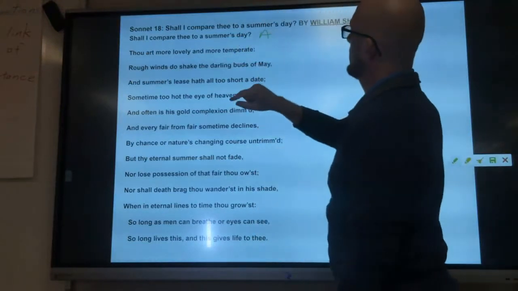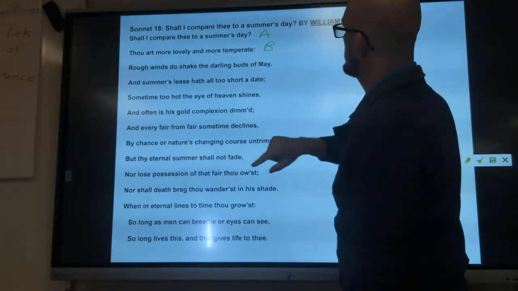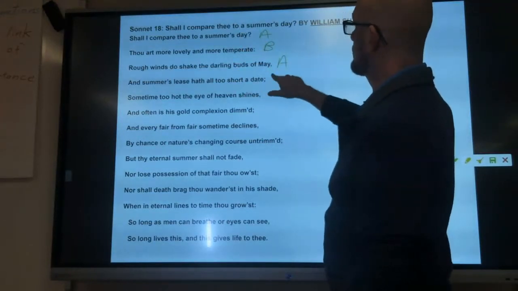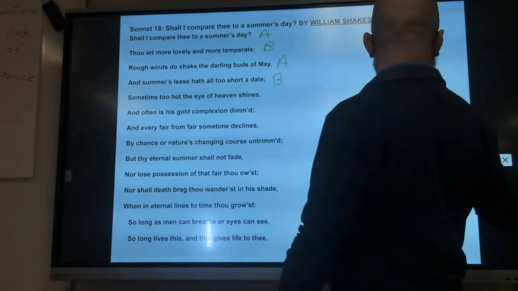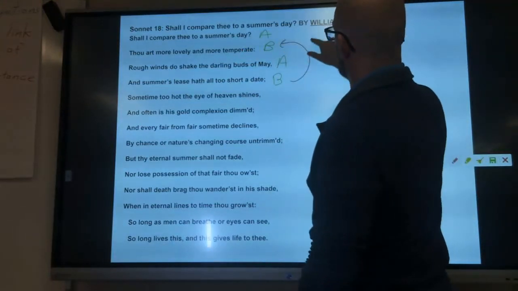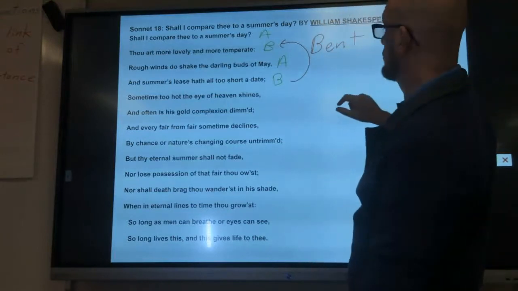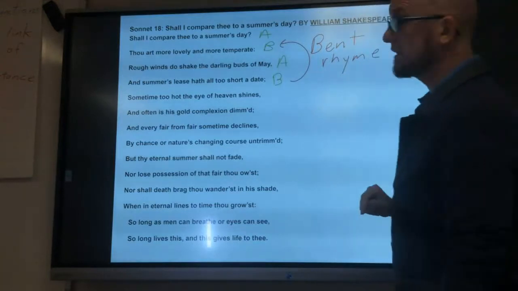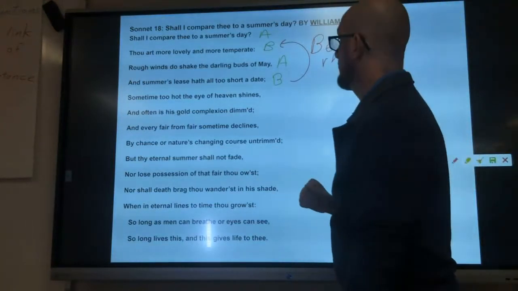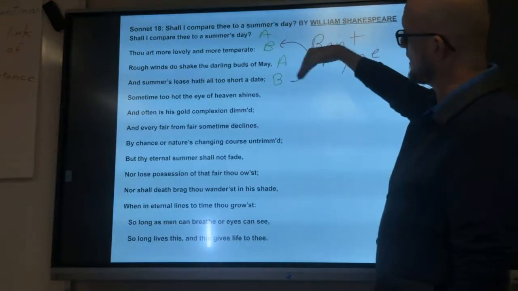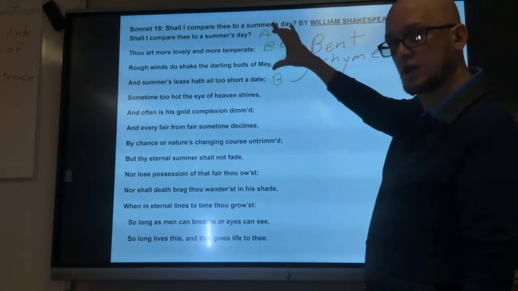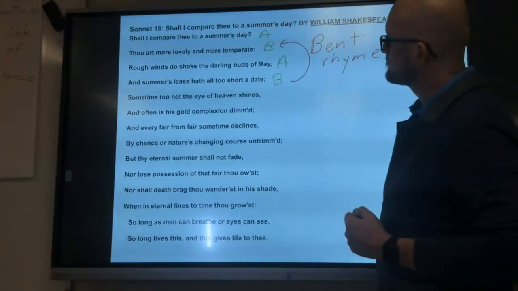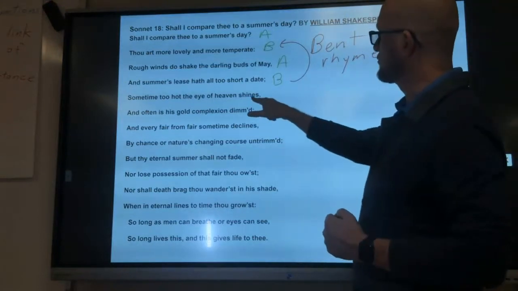A, day. Temperate doesn't rhyme with day, so it's B. May rhymes with day. Date rhymes with temperate if you bend it. It's a bent rhyme. You have to change how you pronounce the word in order for it to really work correctly. But it is actually considered a rhyme. Now, so we got AB, AB. This is the first quatrain it's referred to, which is a 4-line grouping.